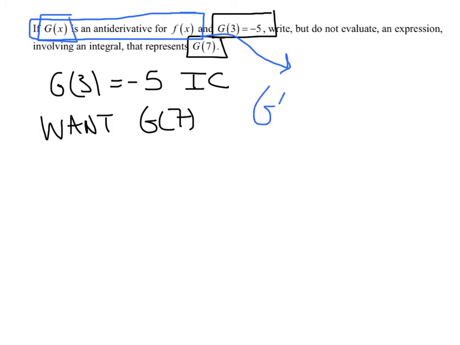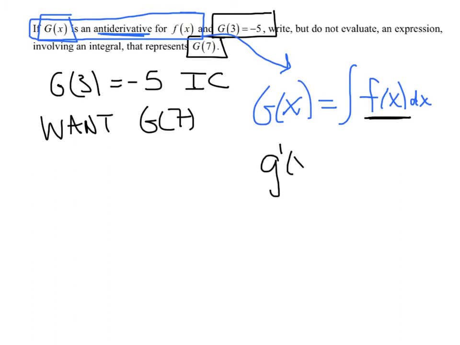Big G of x is, and in is we use an equal sign, the antiderivative. Well, when we find an antiderivative, we don't take the derivative, we actually take the integral of f of x. So this is how I wrote it out first: g of x equals the integral of f of x. In my head, integral means, who do I take the derivative of to get f of x? I would say g prime of x then equals f of x. That's what this is telling me.